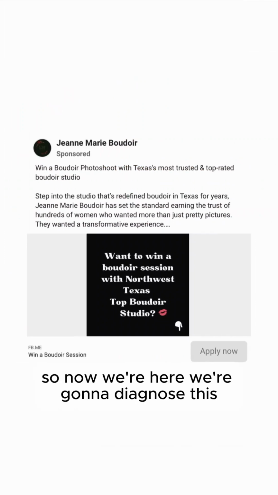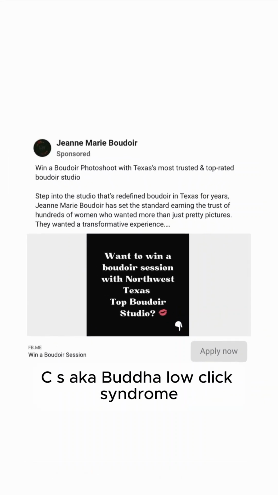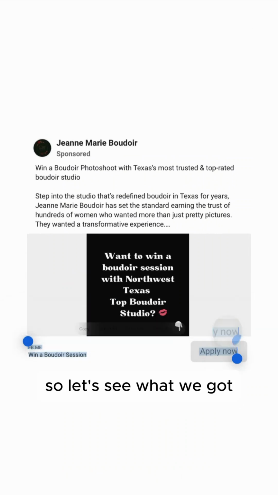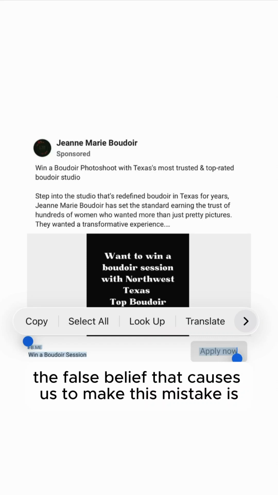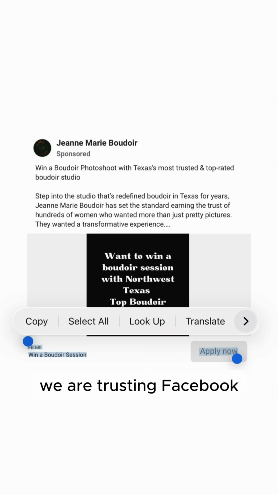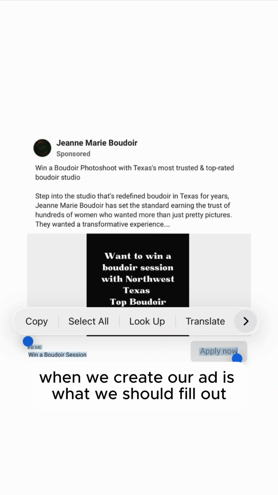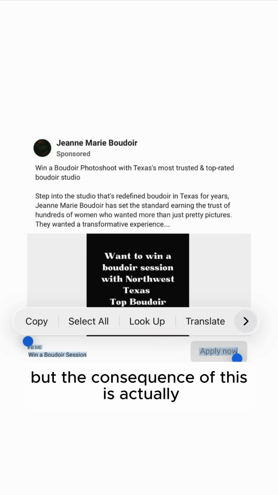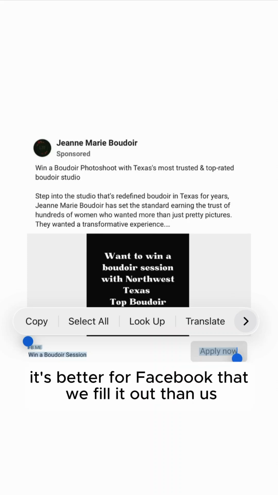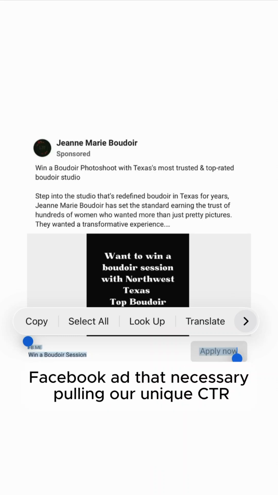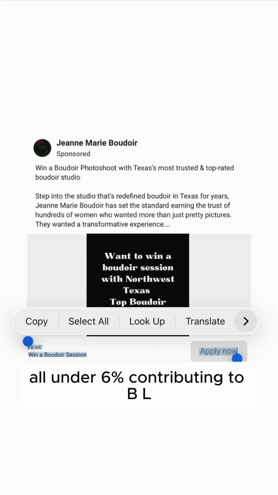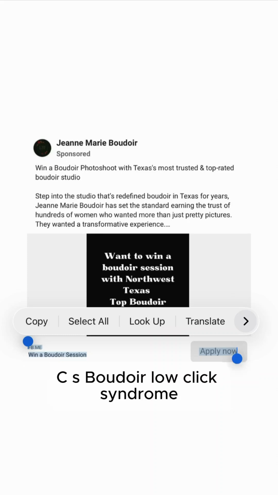So now we're here. We're going to diagnose this, see if we believe it has BLCS, aka Boudoir low click syndrome. So let's see what we got. We got the below creative cluster mistake here. The false belief that causes us to make this mistake is we are trusting Facebook that what they tell us to fill out when we create our ad is what we should fill out. But the consequence of this is actually it's better for Facebook that we fill it out than us, because when we fill these things out, it causes more and more women to scroll by our Boudoir Facebook ad than necessary, pulling our unique CTR all under 6%, contributing to BLCS, Boudoir low click syndrome.